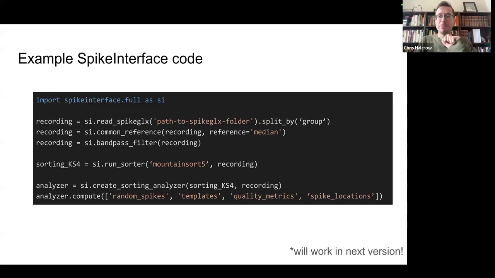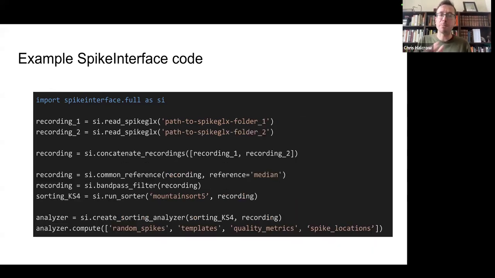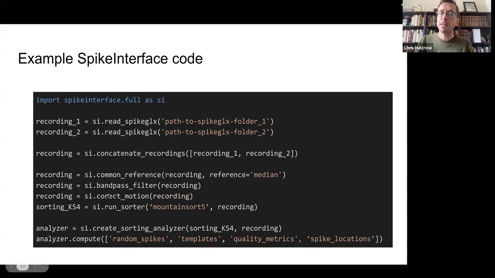How about if you've got 2 recordings and you want to concatenate them and sort them together? Well, you just read in 2 recordings, you concatenate them, and you're good. You might have heard a lot about motion correction. How do you do that? Well, it's just another pre-processing step.